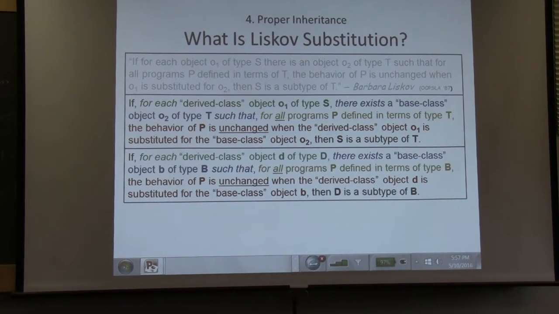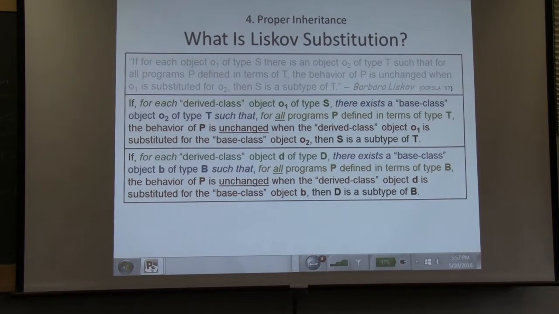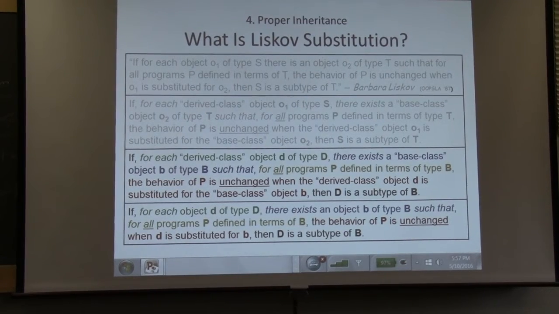Try again. For each derived class object D of type D, there exists a base class object B of type B, such that for all programs P defined in terms of type B, the behavior of P is unchanged when the derived class object D is substituted for the base class object B, then D is a subtype of B. Notice we're trying to just edge it in, just change the names and make it apply to C++. Then I just changed it back to the original thing with no extra words. So now this is just a change of variables. There's nothing different between the top and the bottom. But it sounds good, right?